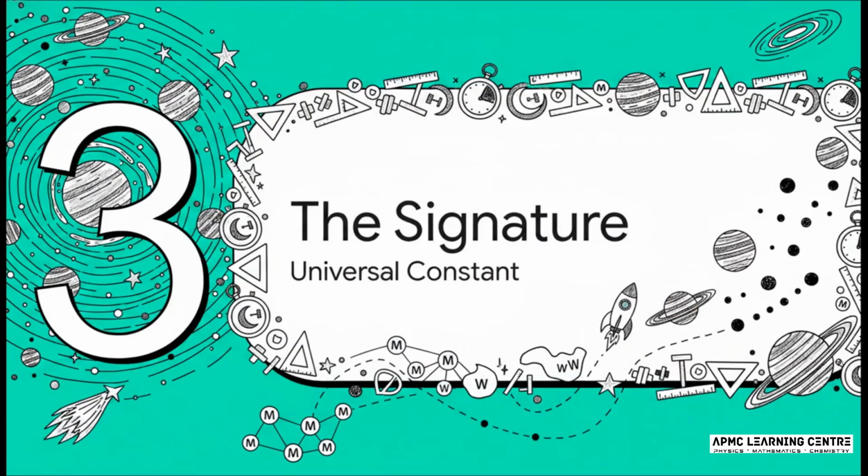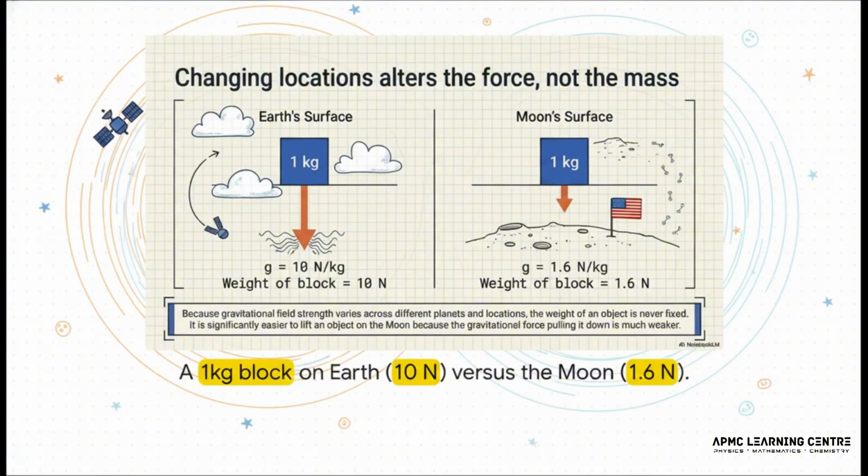All right, Act 3, the signature. Let's talk about the universal constant. Let's take our measurement tools on a bit of a cosmic road trip. Compare these two environments. On Earth's surface, the 1 kilogram mass of an astronaut's boot weighs exactly 10 newtons. But if we take that exact same boot up to the moon's surface, it only weighs 1.6 newtons. Why? Well, the moon has a much smaller mass core, so its gravitational field is significantly weaker.